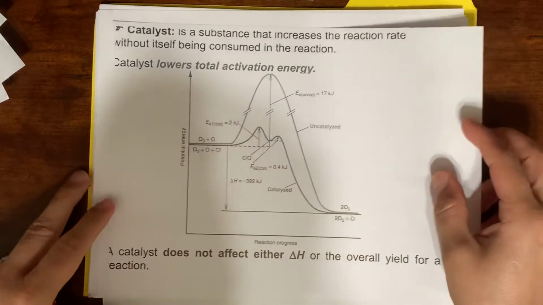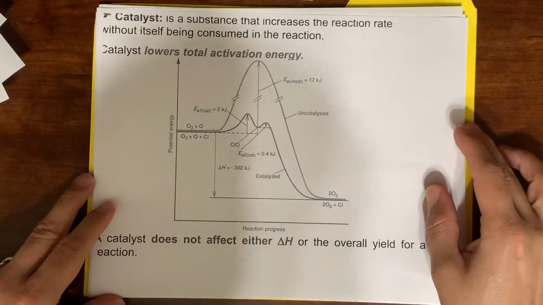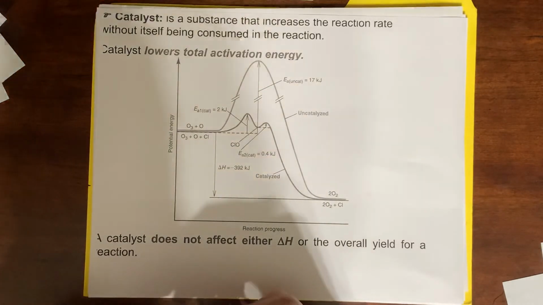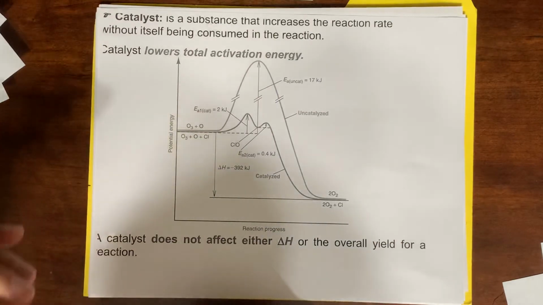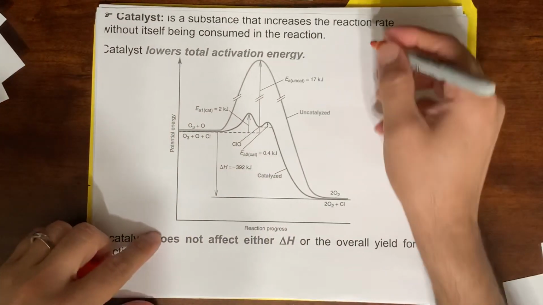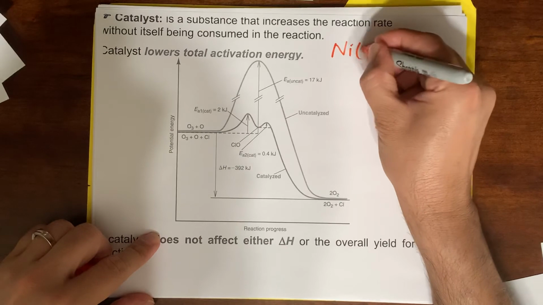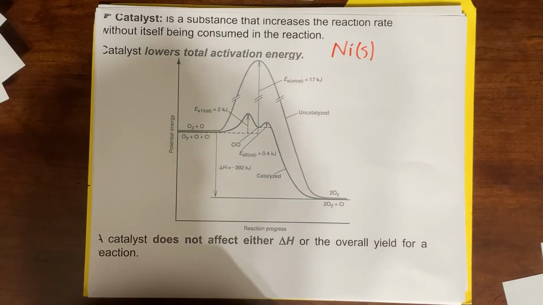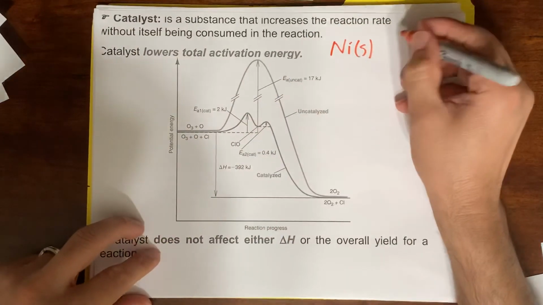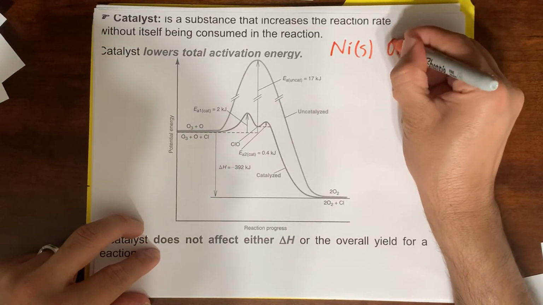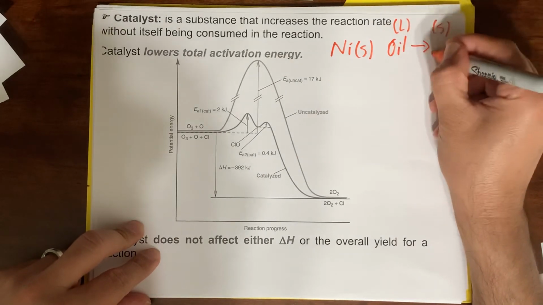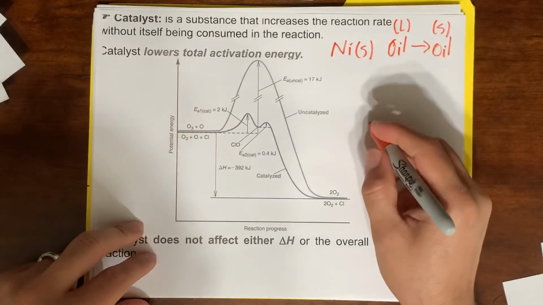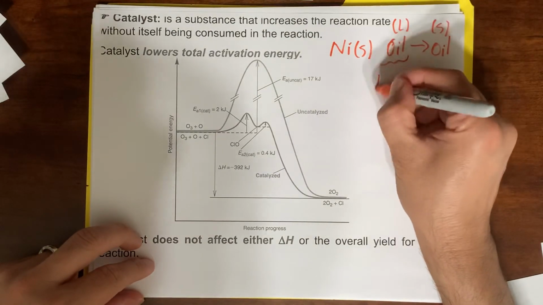Okay, and the last thing from this chapter is the catalyst discussion. What's a catalyst? A catalyst is a compound that we use to speed up a reaction. For example, we use a nickel catalyst to transform liquid oil to solid oil. The reactant is the oil.